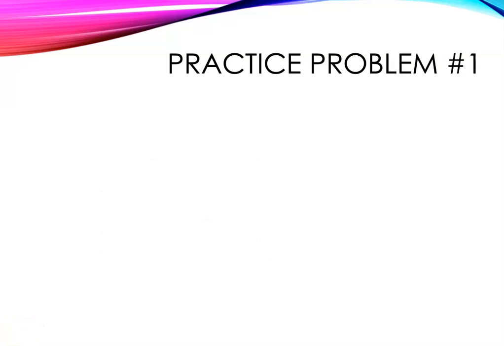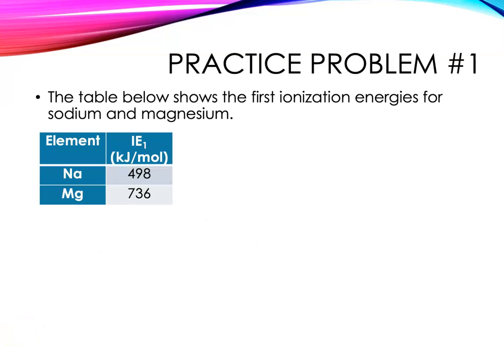So let's work through practice problem number 1. The table below shows the first ionization energies for sodium and magnesium. When I'm talking about first ionization energies, I mean the energy to remove the valence electron from a neutral atom. We're giving you the data. This is actually a very typical thing in AP chemistry questions, where we give you data to show you the trend.